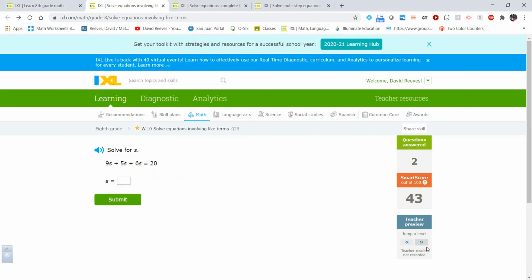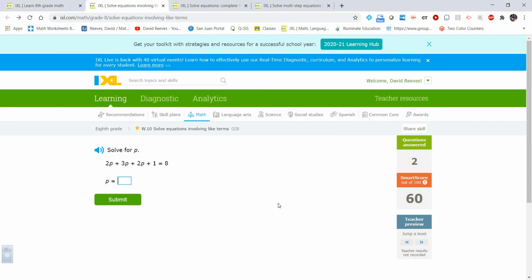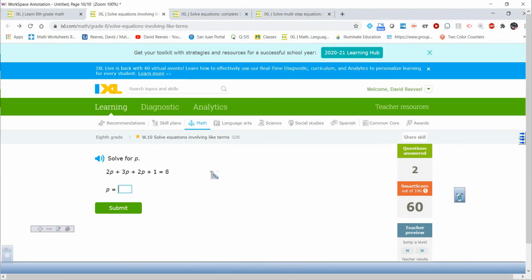All right, let's skip up to the next level, if it will let us skip up to the next level. Same kind of idea, only much, much easier. It's so funny. It does not go from easiest to hardest now, does it? 2p plus 3p plus 2p. 5 plus 2 is 7. Maybe this one is considered harder because these three were like terms, right? 2 plus 3. But then we have one that wasn't a like term.